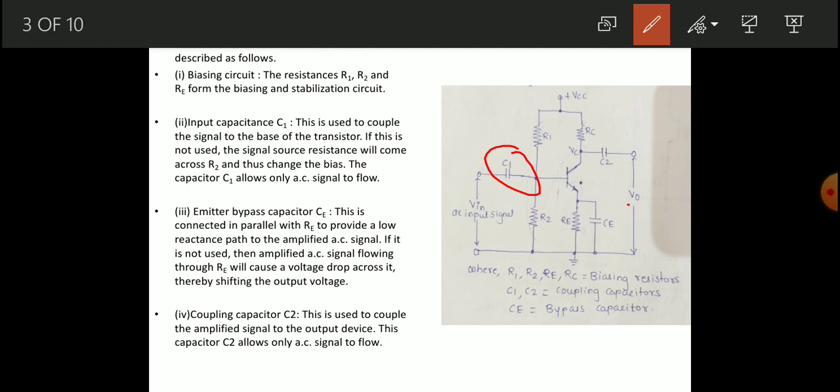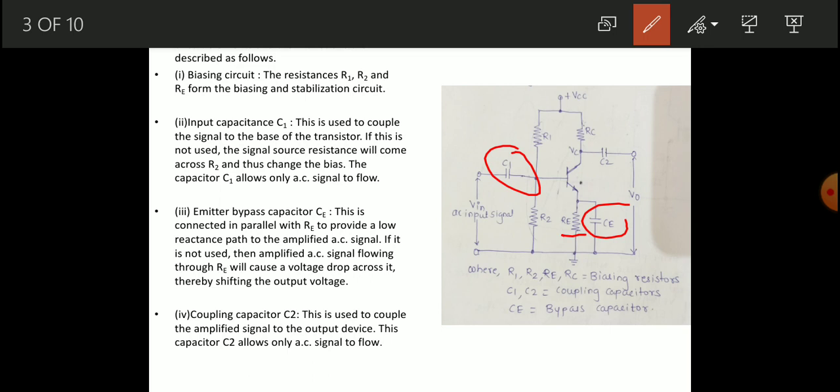Now coming to CE. This is connected in parallel with RE to provide low reactance path to the amplified AC signal. If it is not used, then the amplified AC signal flowing through RE will cause voltage drop across it, thereby shifting the output voltage.